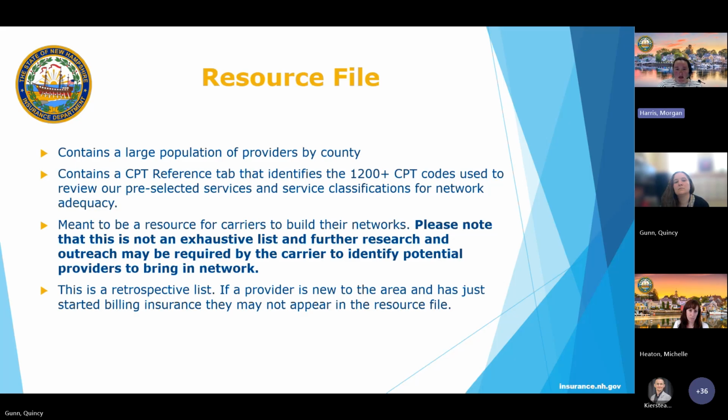So please don't take this as the end-all be-all, but it's a great resource for you guys to start and to look and see who you might be missing in an area that you might be a little less sufficient on than others. Next slide, please, Quincy.